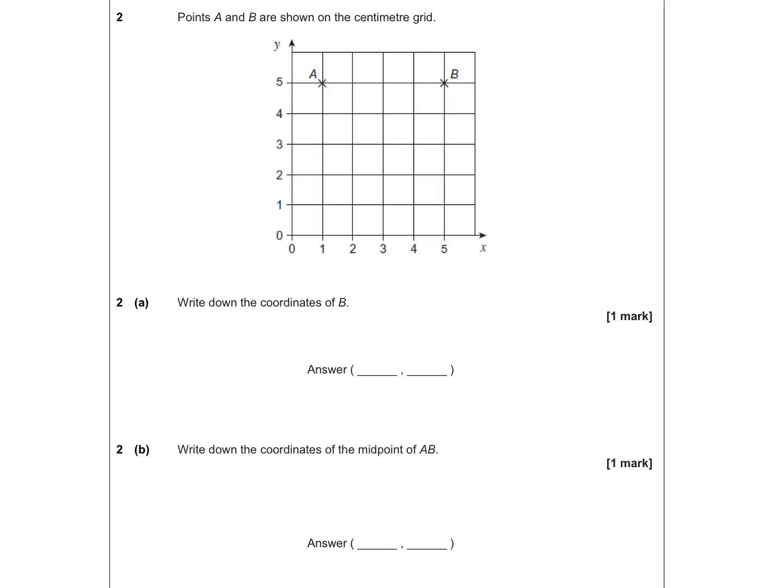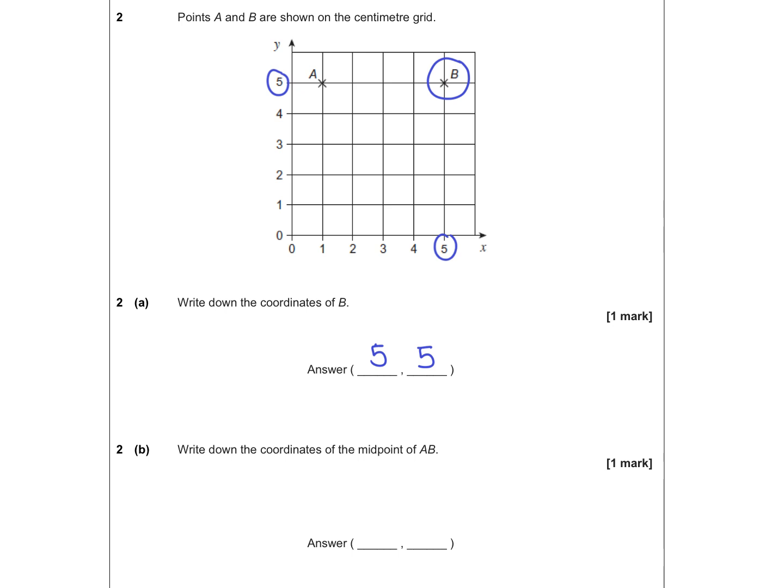Question 2 is asking us about some coordinates. Points A and B are shown on the centimeter grid. Write down the coordinates of B. So here's B over here, and we go across to 5, and then we also go up to 5. So 5 and 5. For part B, they want us to write down the coordinates of the midpoint.